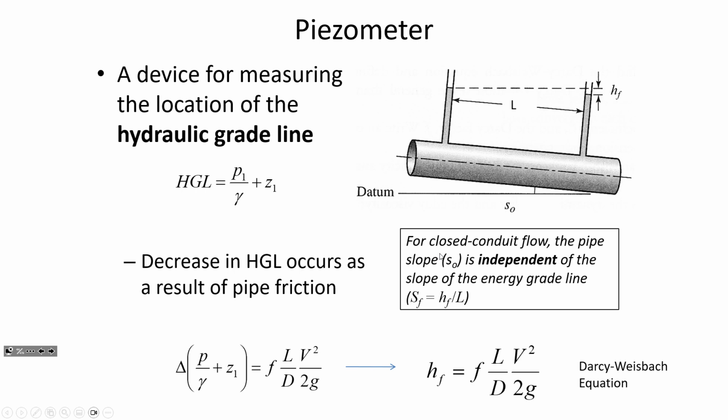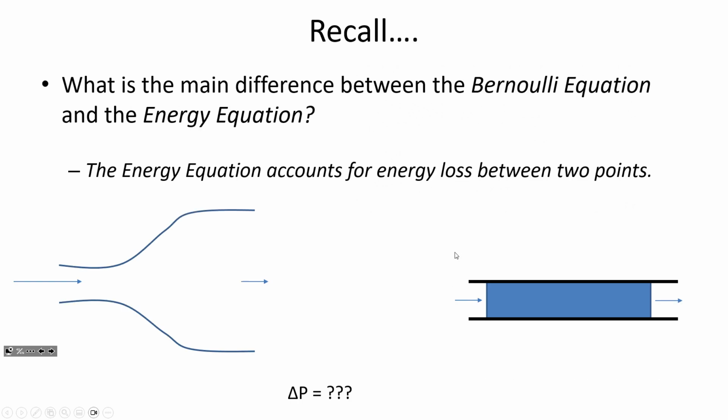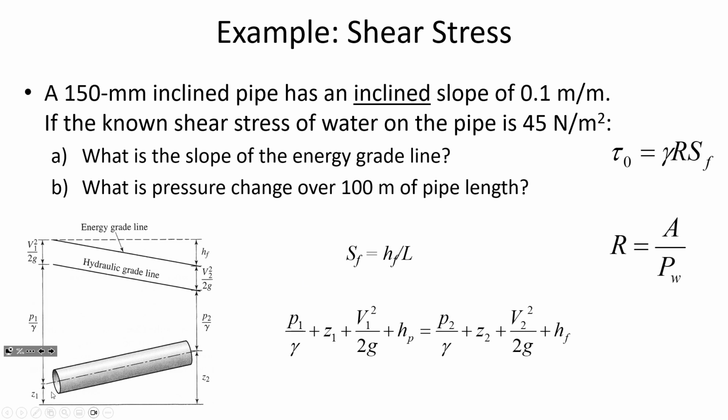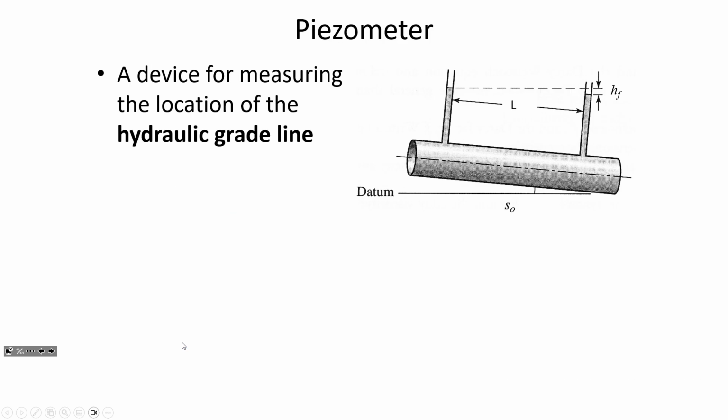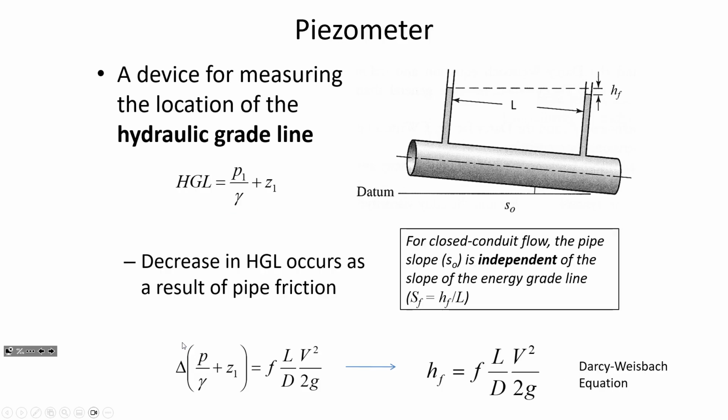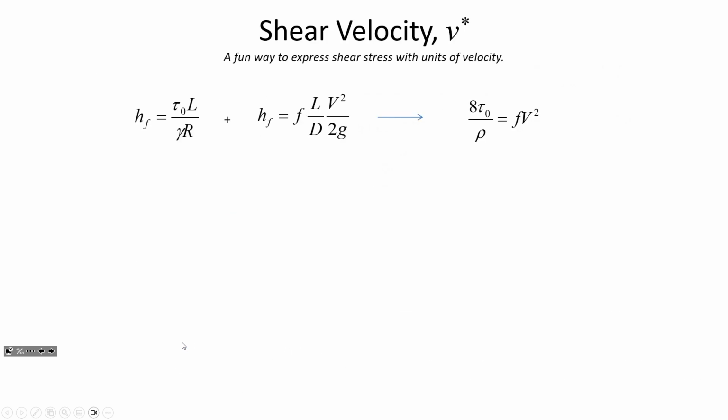The slope of the energy grade line is independent of the pipe slope. We saw that on this earlier problem, that the pipe can be going up and the pressure can be going down in a closed conduit. So the two slopes are independent of each other.